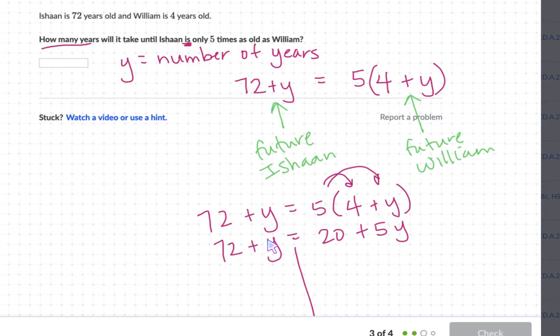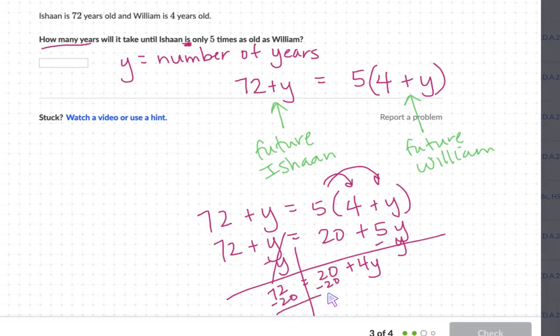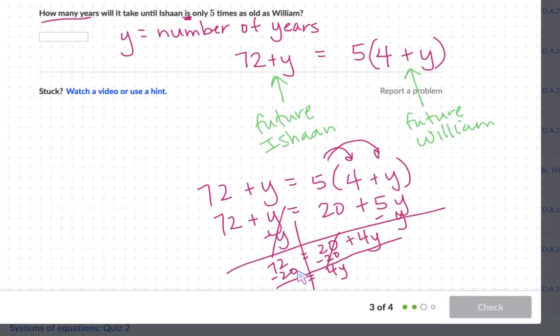I can see if there are any like terms to combine on both sides. No over here, no over here. So then I have to start moving my variables and my numbers to the same sides. I'm going to move this smaller y to the larger y side. So these cancel, and I end up with 72 equals 20 plus 5y minus 1y, that'll be 4y. And then I have my y's on one side, I'm going to move this 20 to meet the other side so that I have only y's on the right hand side. 72 minus 20 is, let's see, 52.